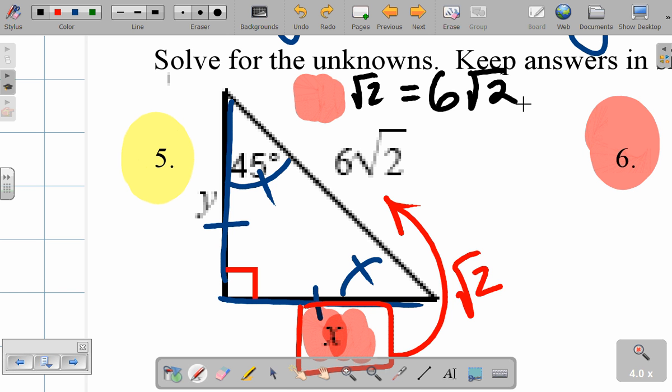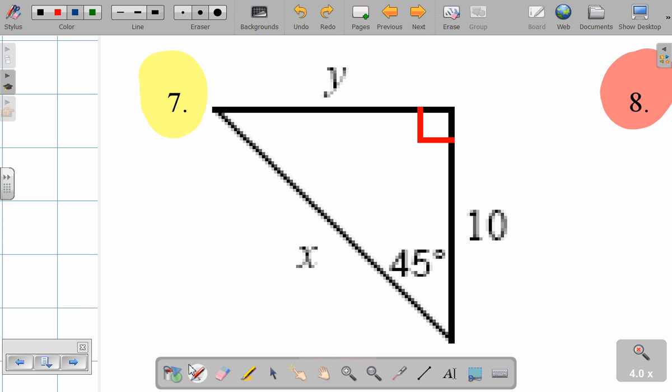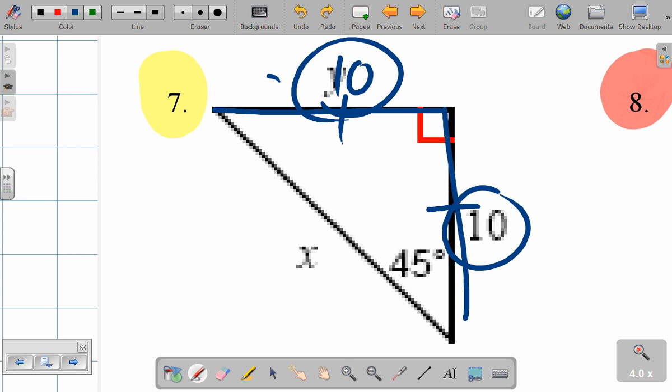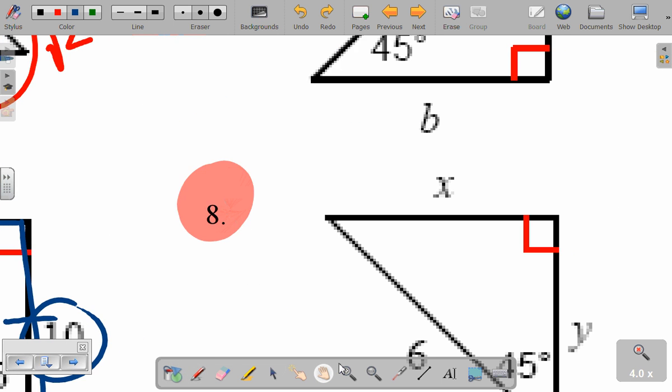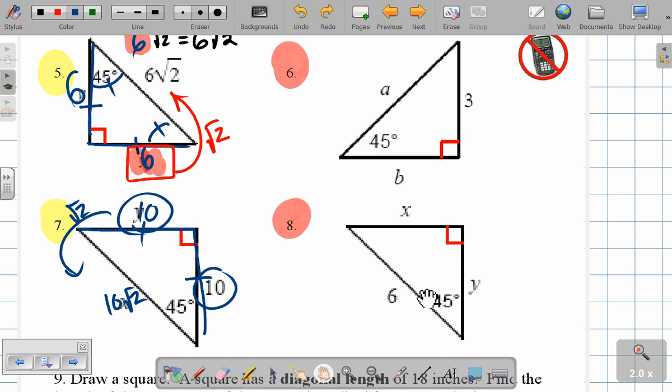Okay. Tony, what's our something? No, something root 2 is 6 root 2. Yes. The answer is 6. And Alyssa, what's y? Bingo. Ta-da. Okay, I got 7. Okay, let's do 7 now. Ready? Okay, leg, leg, leg root 2. So if this is 10, what's over here? 10, what's over this way? That times root 2. Okay, you guys over here, you guys do 6 and 8 on your own. Lickety split, and then I'll check. Real quick.